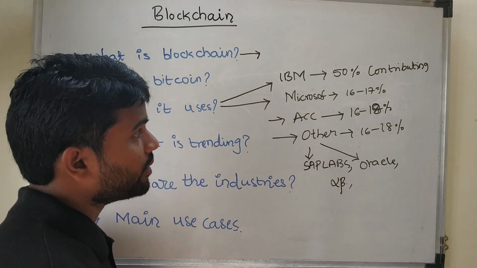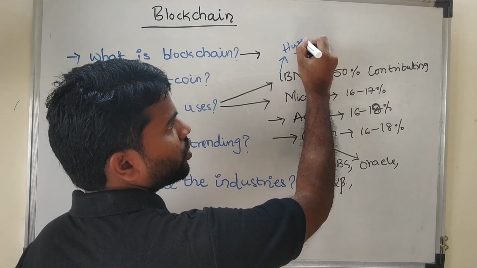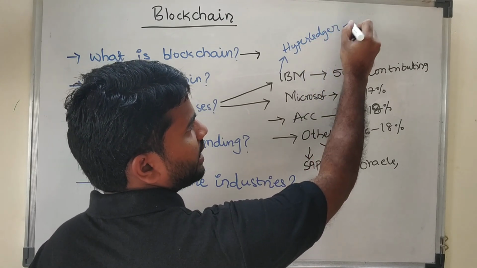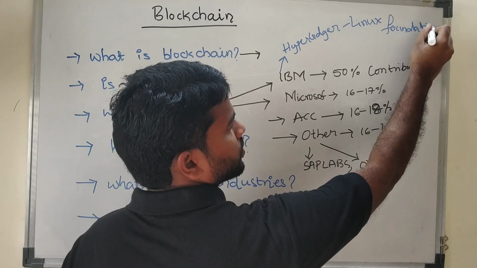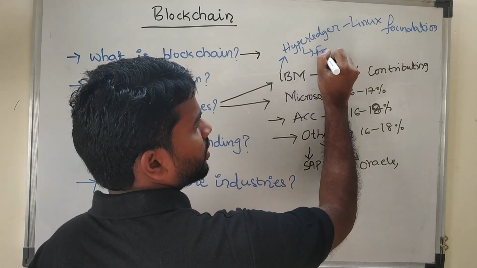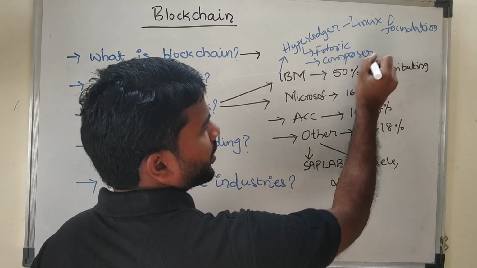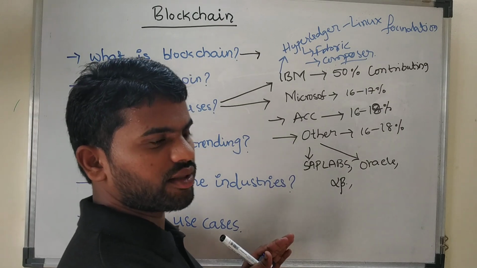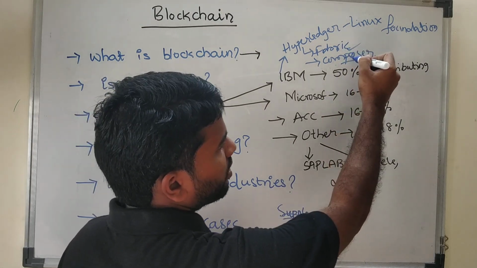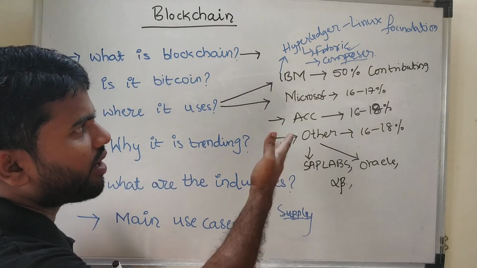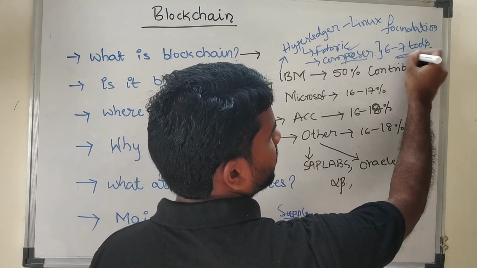IBM is mostly focused on Hyperledger and is contributing towards it. Hyperledger is an open source project by the Linux Foundation. In Hyperledger you have many things: Fabric, Composer, Sawtooth. Based on what you want to use, for example supply chain, you will use Fabric or Composer or Sawtooth. There are 6 to 7 Hyperledger tools, and you can use any of them easily.